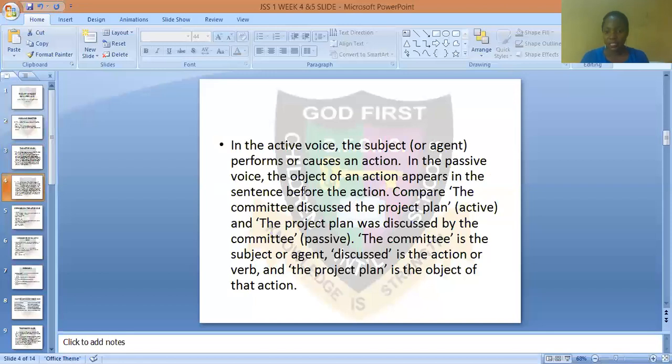Now, this is a sentence example. The committee discussed the project plan. So, first we have to consider which is the subject in the sentence. So, what is the subject in this sentence? The committee discussed the project plan. Here, the committee is the subject, discussed is the verb, and the project plan is the object in the sentence.